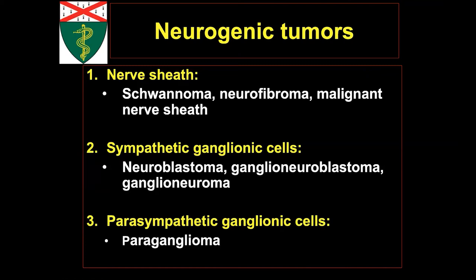And so these neurogenic tumors can arise from the nerve sheath. It can be schwannomas, neurofibromas. You have malignant nerve sheath tumors as well. We'll talk a little bit about those. They can arise from the sympathetic ganglionic cells. You have a family of tumors there: neuroblastoma, ganglioneuroblastoma. These are seen in pediatric and adolescent populations. We'll touch base on ganglioneuromas that are seen in adults. And finally, the parasympathetic ganglionic cells, which give rise to paragangliomas. We'll talk a little bit about that as well.